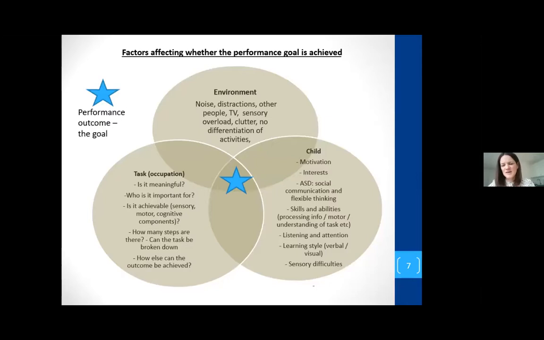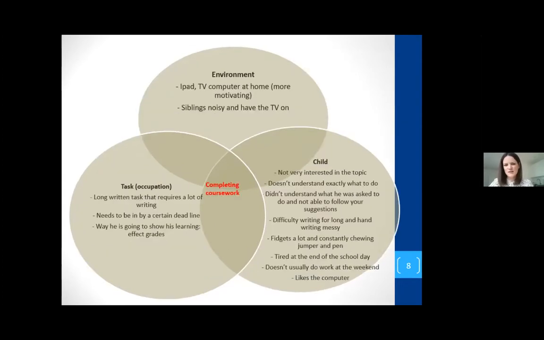We then need to think about the environmental factors. So that's things like noise, distractions, sensory overload, different activities, what the activity is. All those kind of things will get in the way of that child achieving that goal. And then we've got to think about what the task is and whether it's meaningful, whether it's achievable, what the steps are, and how else it could be achieved. So there's a lot of things to think about when you've given that demand or goal. All these other things are going to play into it, and we need to think about how we modify those to reach that goal. So here's an example: completing coursework.